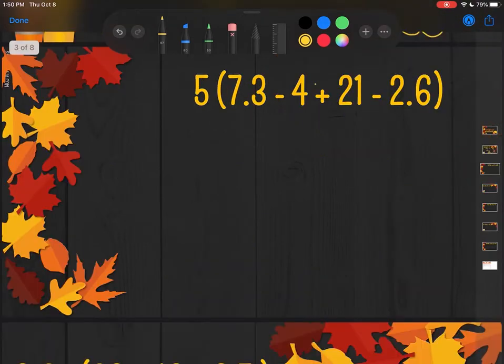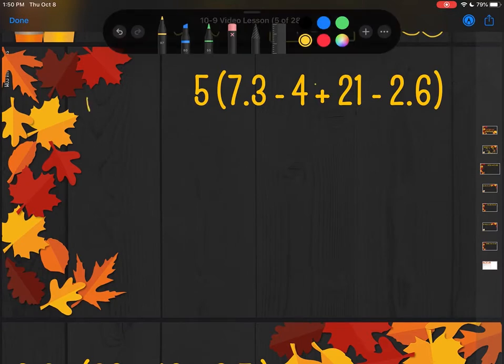Let's look at the next one. Our next problem is 5. It's next to the parenthesis, right? Right next to the parenthesis. So that means that I'm multiplying. So I've got 5 times 7.3 minus 4 plus 21 minus 2.6.